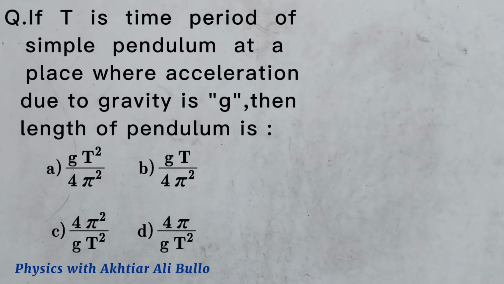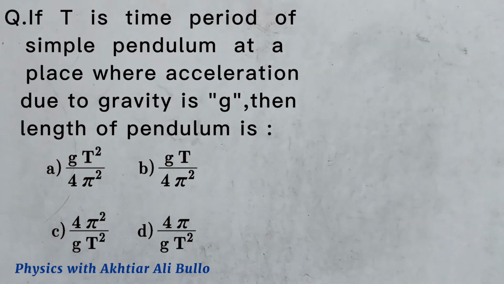The question says, if T is the time period of a simple pendulum at a place where acceleration due to gravity is g, then the length of the pendulum is: A, gT² upon 4π²; B, gT upon 4π²; C, 4π² upon gT²; D, 4π upon gT².